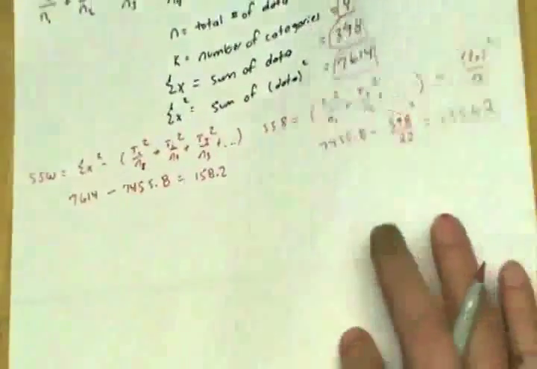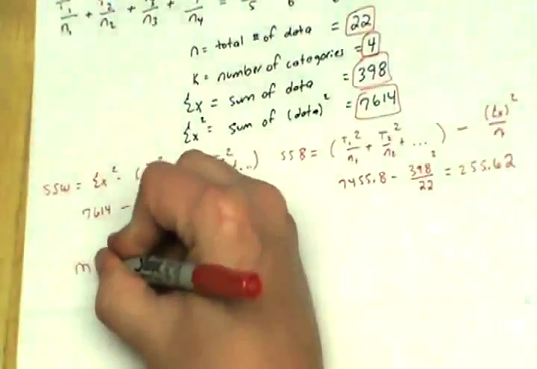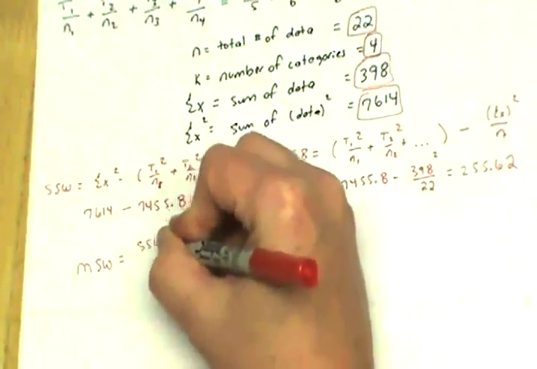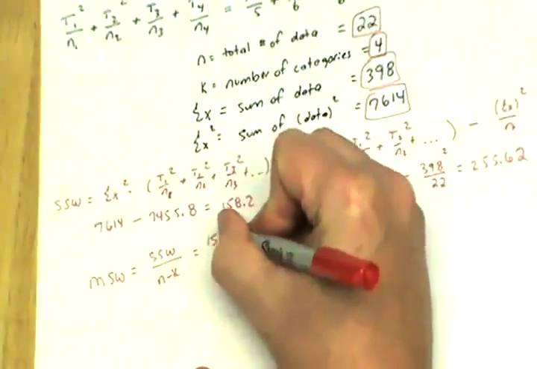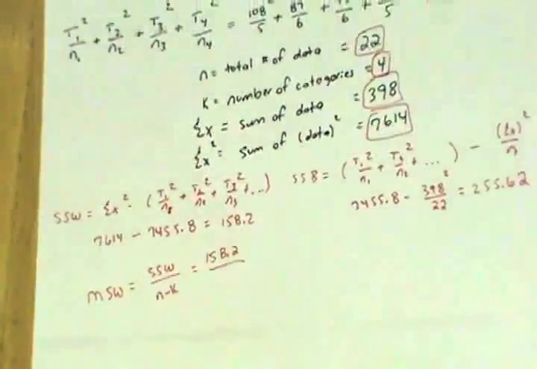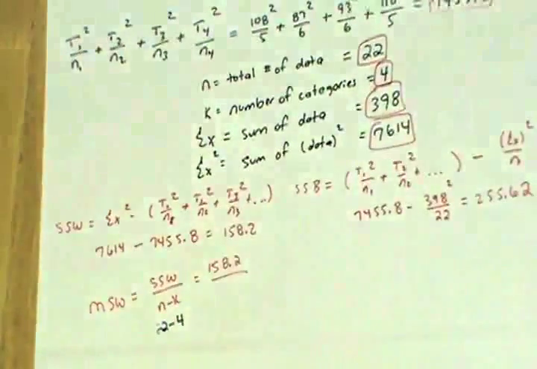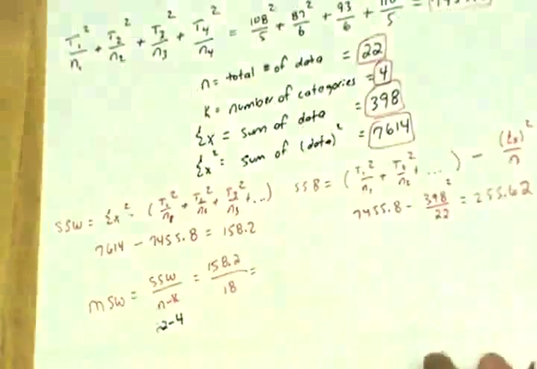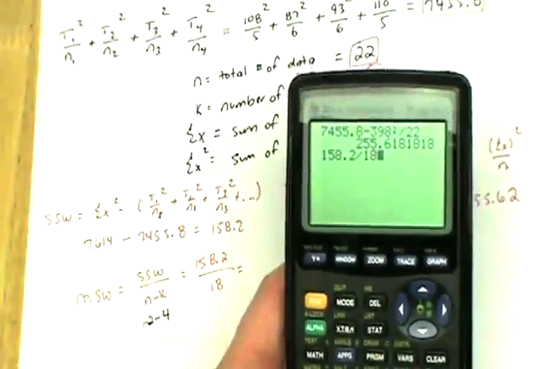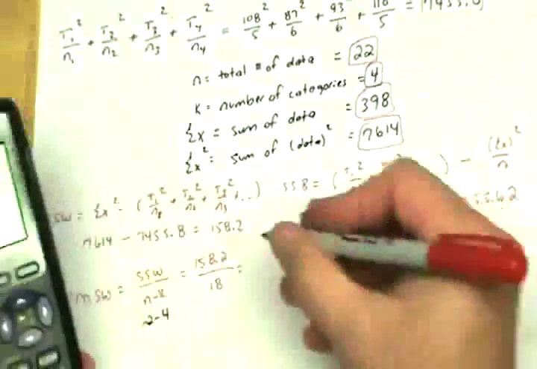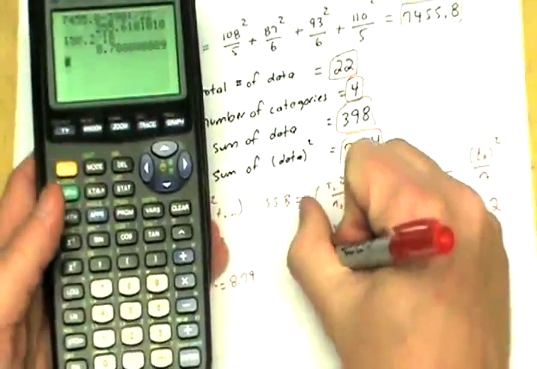All right, we want to find MSW. That's SSW divided by n minus k. SSW we found to be 158.2. N is the number of data, that's 22, and k is the number of categories, which is 4. So n minus k is 18. 158.2 divided by 18 is 8.79.